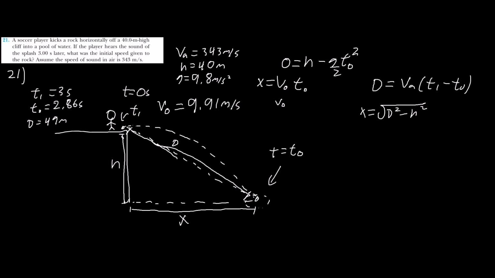V times t is going to be 28.30, which is x. Let me confirm this: h minus g over 2 times t squared should be 0. Let me see if it does. I'm just verifying this, and it does. So that's the time it takes for the ball to fall the 40 meters so the height is 0, and v times t is the distance it travels, 28 meters, with that given speed.